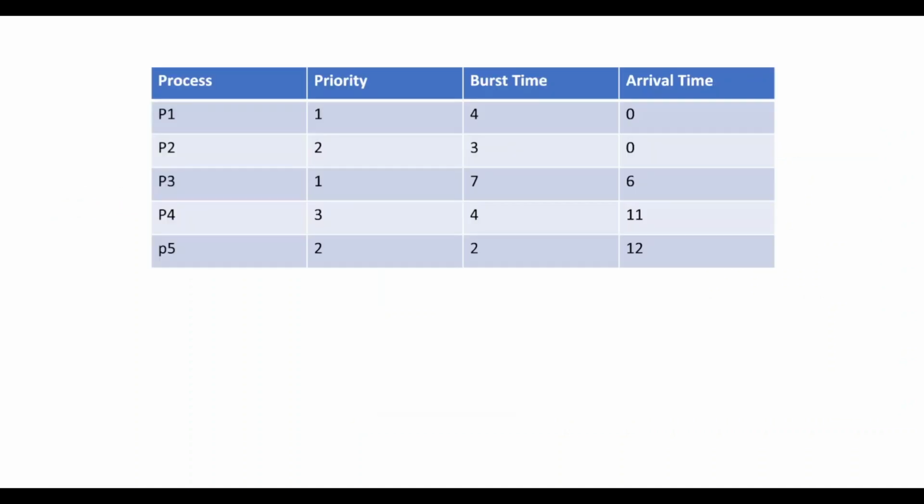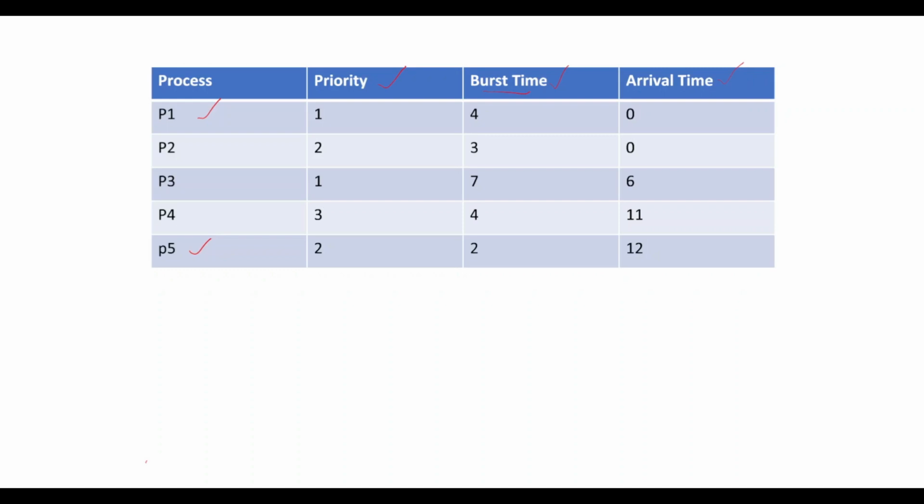I'll take one example. You see here we have five processes, process 1 to process 5. If you see this diagram, these five processes have been given a priority. We will also be providing the burst time and the arrival time. Burst time is the amount of CPU time required by each process to finish its execution.